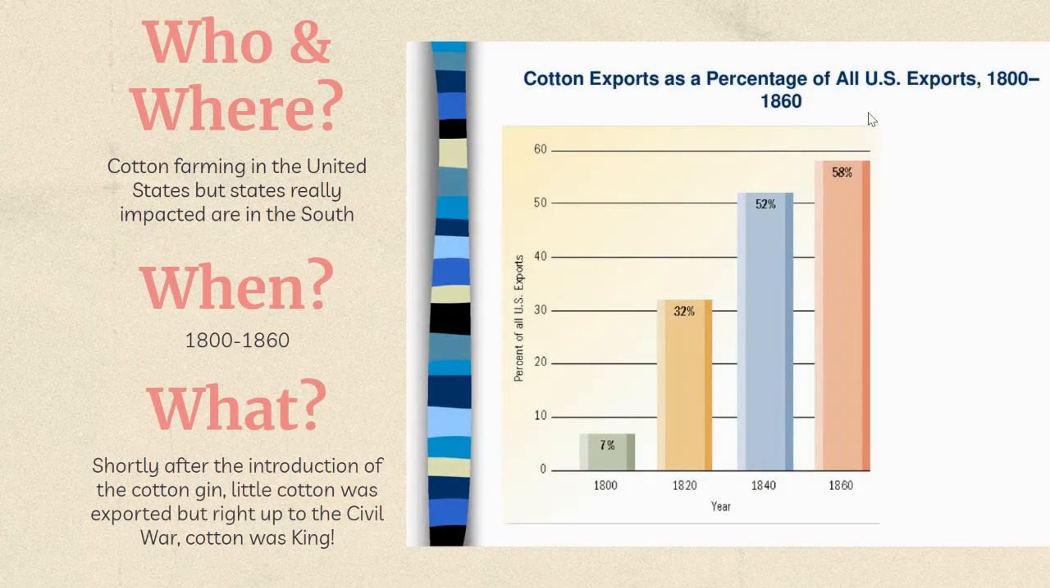But if you look at where we began, the United States began in 1800 on this graph, well, that's a huge amount of growth. And if you look at the percentage, 58% of all exports, all goods sold to other countries by the United States, 58% of it is cotton. Wow, cotton was king leading up to the Civil War.